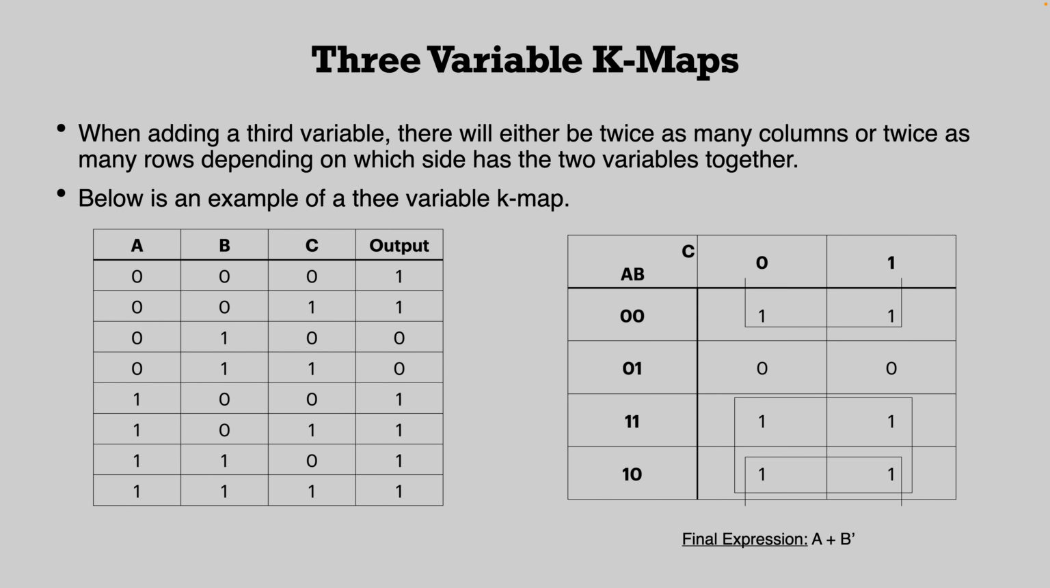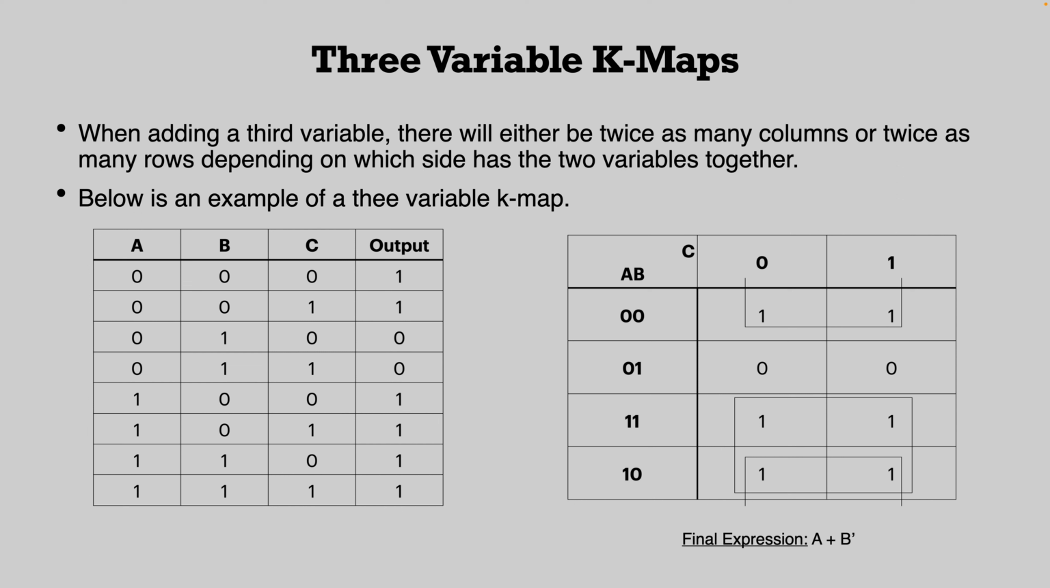When adding a third variable, there will either be twice as many columns or twice as many rows, depending on what side you pick to have the two variables together. Below we have an example of a 3 variable K-map. I just noticed I misspelled 3 as Z. Anyway, we have another truth table at the bottom left, and we have the corresponding K-map. I decided here to use AB as a column and C as our top row.